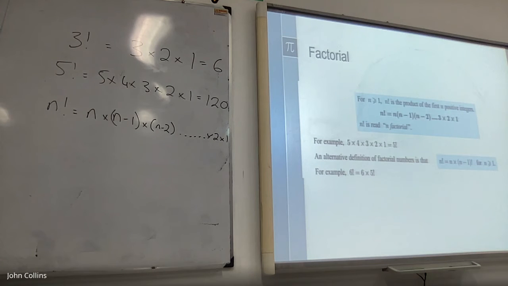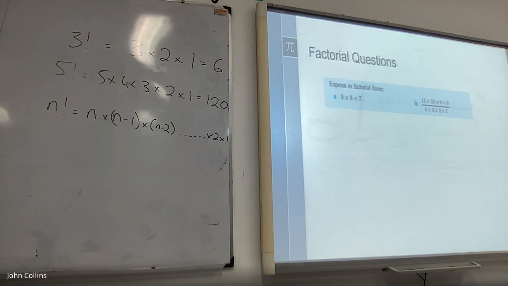Okay. Why is this important? It helps us find that first coefficient. Not quite yet, though. Let's look at these questions. Express in factorial form. Well, the first one doesn't have a... If you go 9 times 8 times 7, it doesn't have the rest of the factorial there. There's something wrong. So what do we do?